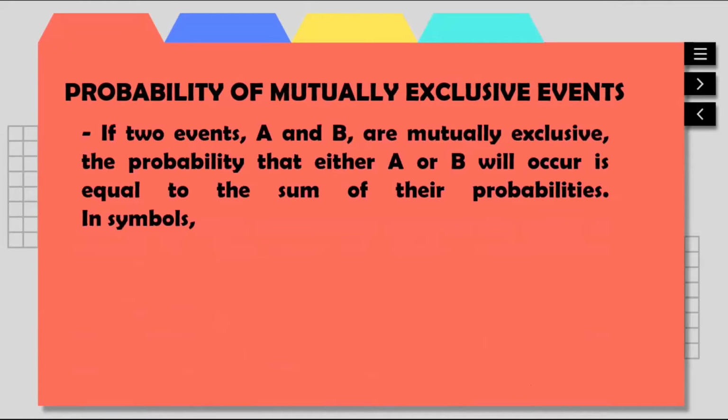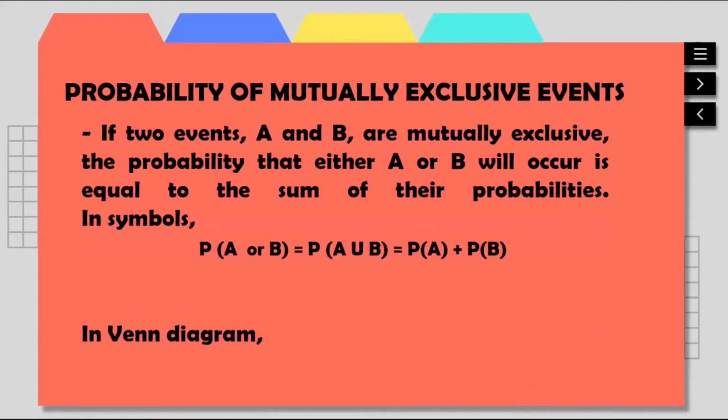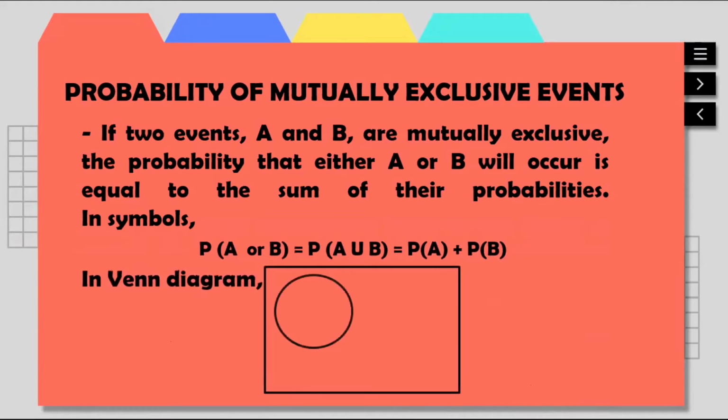If two events, A and B, are mutually exclusive, the probability that either A or B will occur is equal to the sum of their probabilities. In symbols, the probability of A or B is equal to the probability of A union B, which is equal to the probability of A plus the probability of B. In a Venn diagram, circle A is separated from circle B because mutually exclusive events are events that cannot occur at the same time.